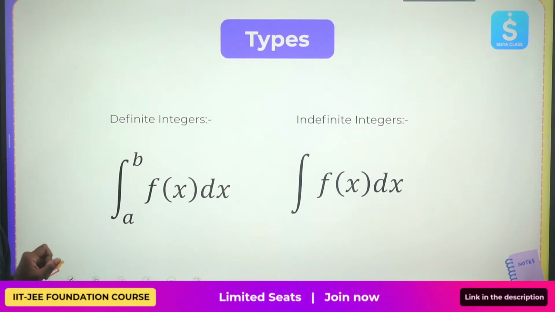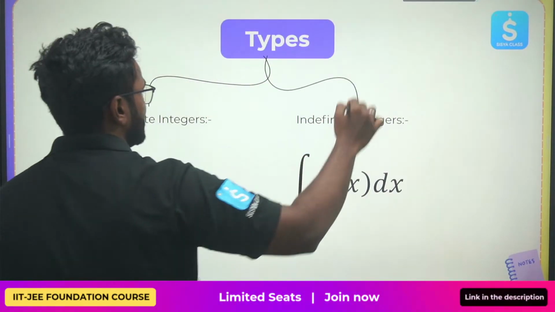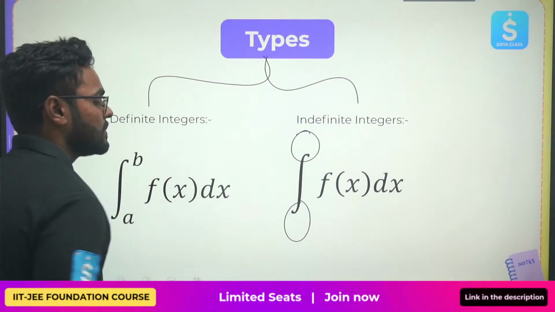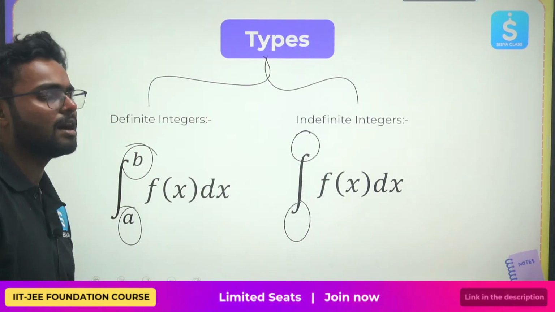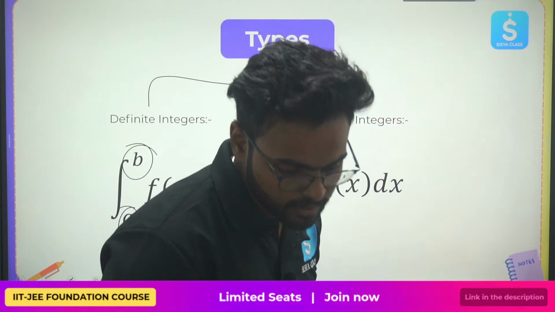Now coming to types of integrals. We have definite and we have indefinite. Indefinite has no mentioned limits. While coming to definite, you have a starting point and you have an ending point. That's the only difference between a definite integral and an indefinite integral.